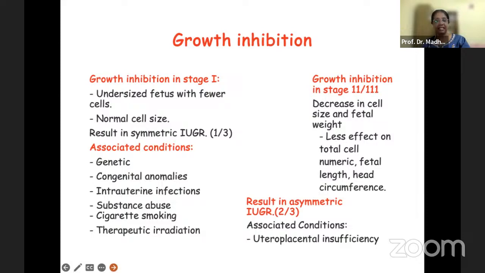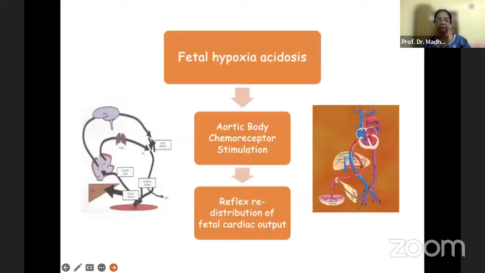Now, in the second and third stage, after 16 weeks, there is a decrease in cell size and fetal weight, but there's less effect on the total cell number, fetal head, fetal length, and head circumference. This results in asymmetric IUGR, and this is what we see more commonly, because of uteroplacental insufficiency.